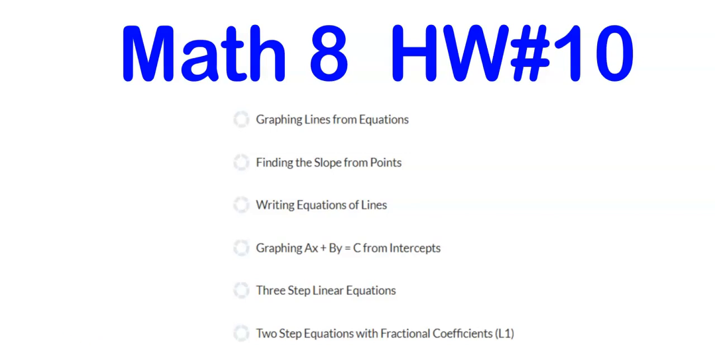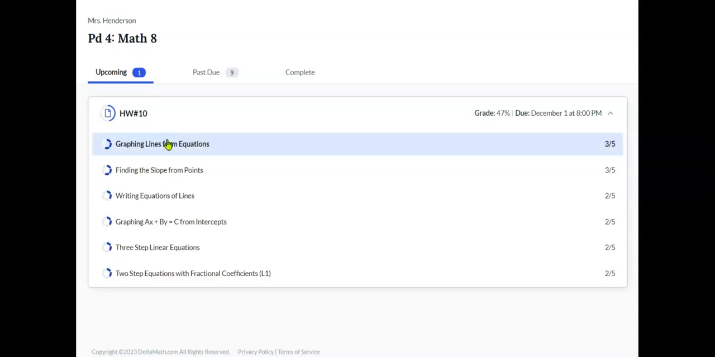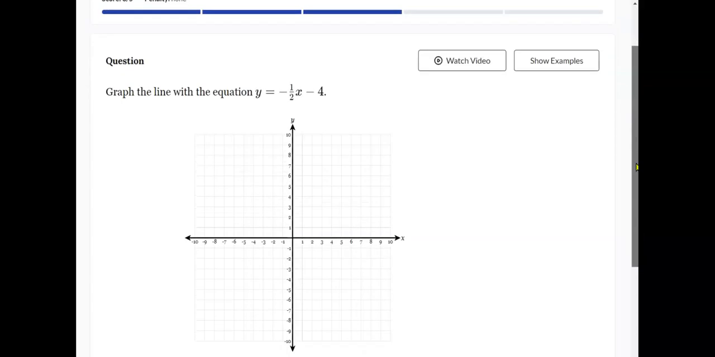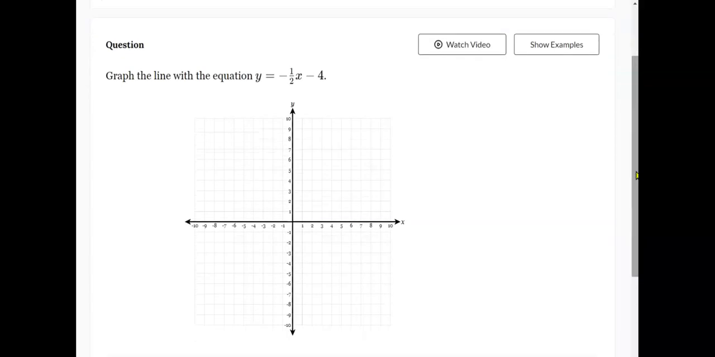This video will show you how to complete the questions on homework number 10. Let's take a look at the first topic, graphing lines from equations. And for this topic, you'll be given an equation in slope-intercept form.